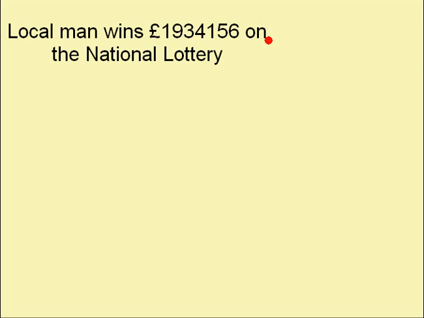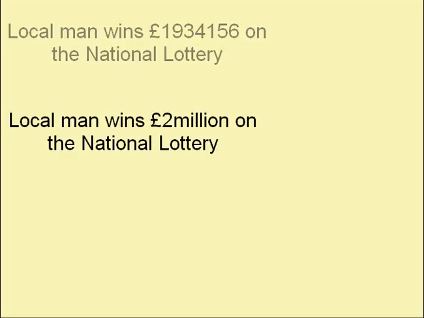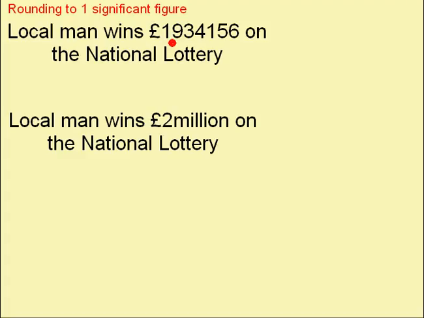This is a headline that you would never see in a newspaper, because a newspaper wouldn't report this amount of money to this level of accuracy. Instead, it would probably say that the local man wins £2 million on the national lottery. Now, how did the newspaper get from this amount of money to this? They've rounded this to one significant figure. Let me show you how this works.